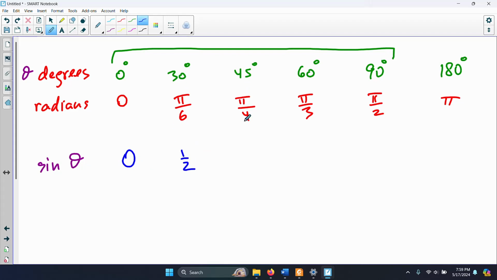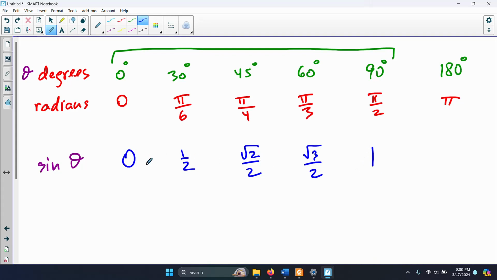Sine of 45, which is pi over 4, is this kind of weird number. I'm not going to get into how we develop it, it just is. The next one is sine of 60 degrees, which is root 3 over 2. And lastly is 1, which really is square root of 4 divided by 2.